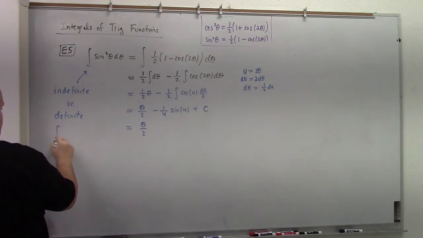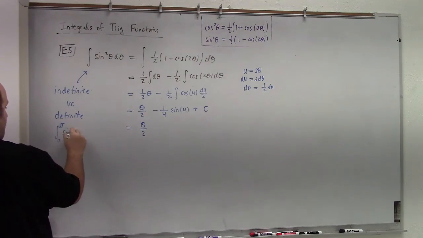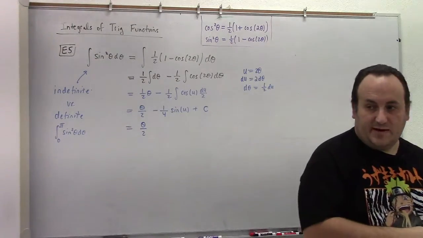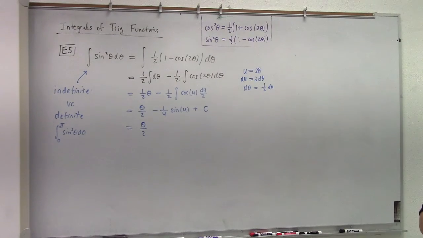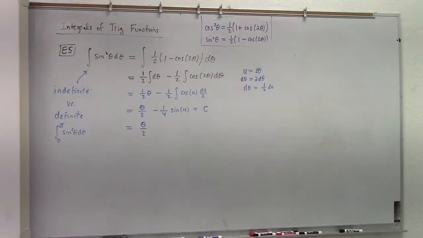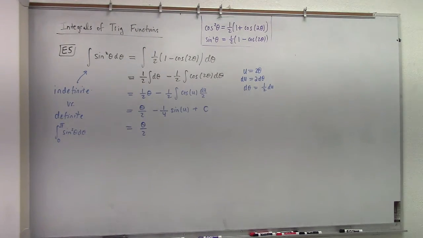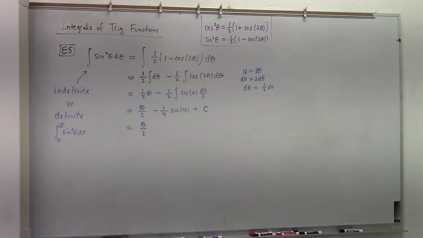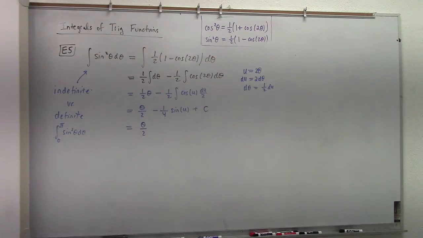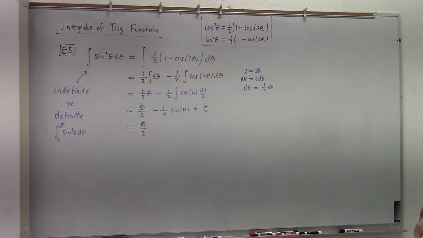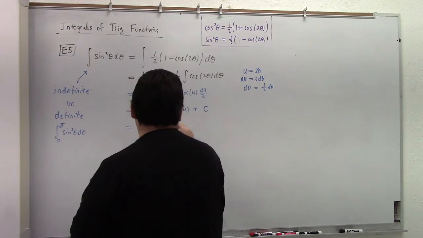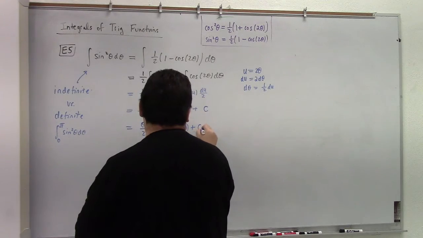Definite is something like integral from 0 to pi, sine squared theta d theta, whatever. The definite integrals are the ones with bounds. The definite integrals are the ones that correspond to signed area. Indefinite integrals, really, it's just finding an antiderivative. These are related, but they are different. They're related through the fundamental theorem of calculus, part 2. So anyway, to wrap up this problem, I've got theta over 2 minus 1/4 sine of 2 theta plus a constant, and there you go.